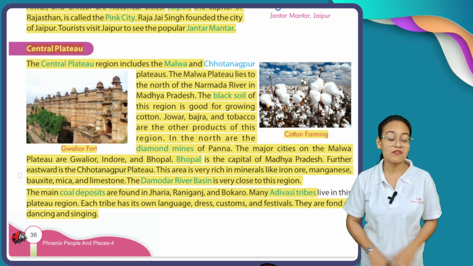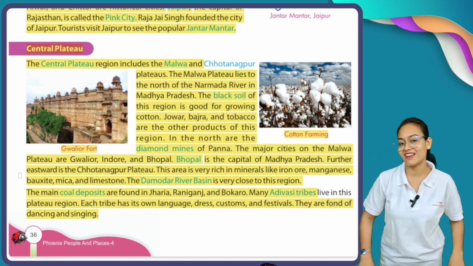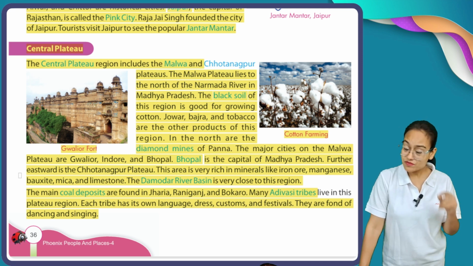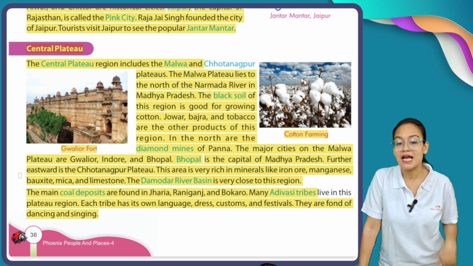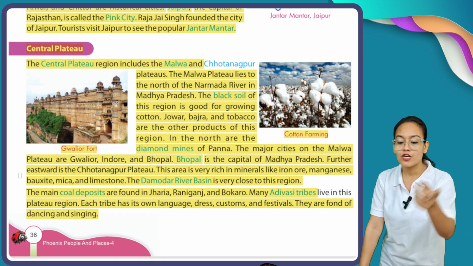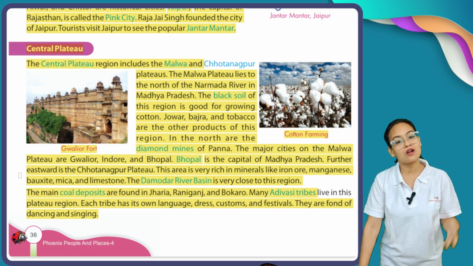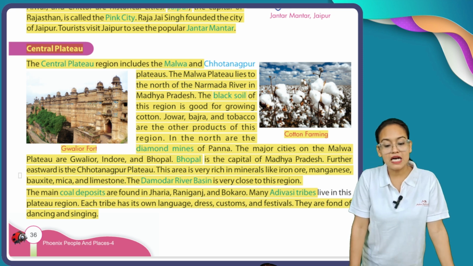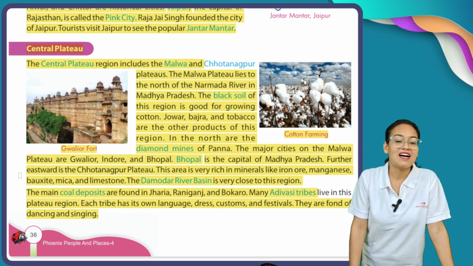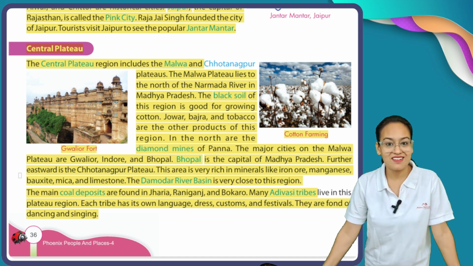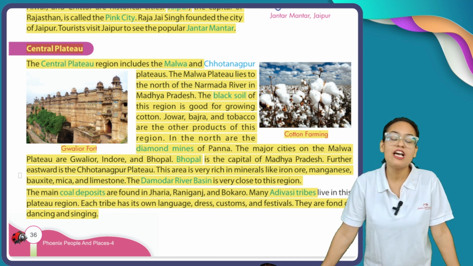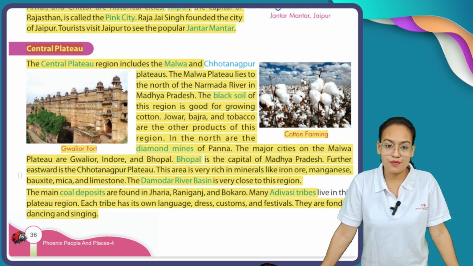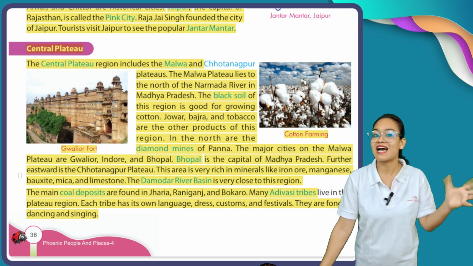The famous black soil found in this area is famous for cotton cultivation, and apart from cotton, jowar, bajra and tobacco are also cultivated here. In the north are the diamond mines of Panna. I hope you all know Panna. Panna is a very famous city located in Madhya Pradesh, and it is famous for its diamond mines.